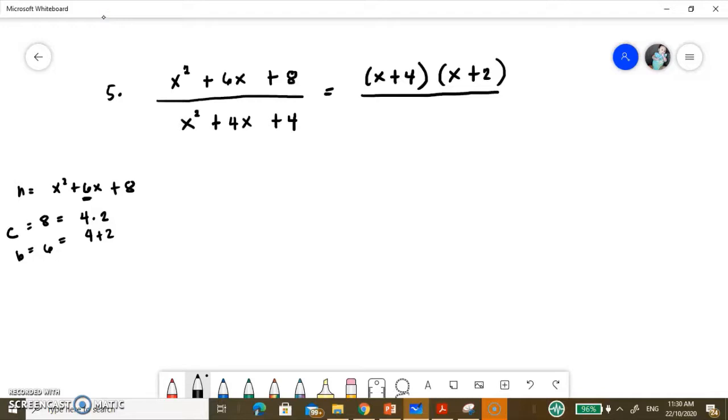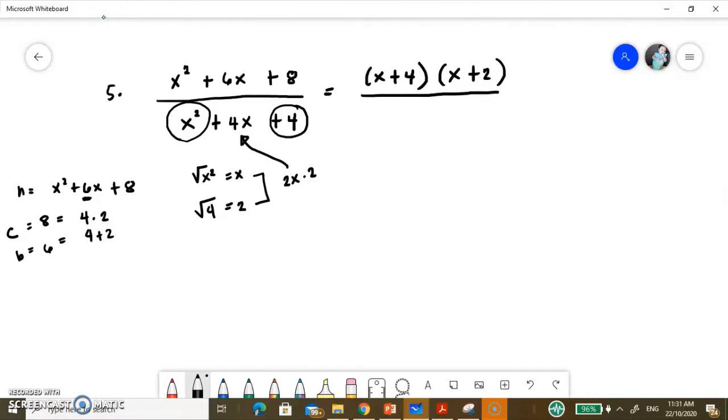And then, sa inyong denominator, that is actually a perfect square trinomial. Okay, bakit siya perfect square trinomial? Because the first term is a perfect square. The last term is a perfect square. And then, if you get the square root of x squared, that is x. If you get the square root of 4, that is equal to 2. If you multiply them, that would be 2x times 2, that would be equal to your middle term. So it's a perfect square trinomial.